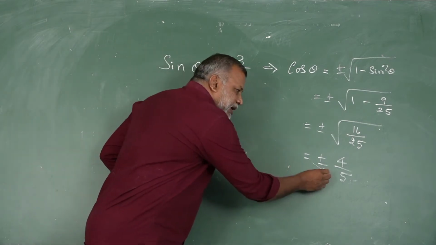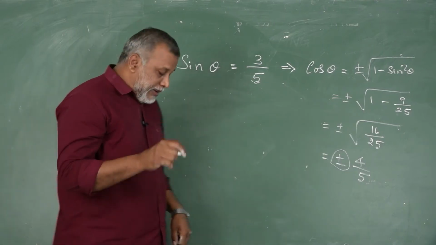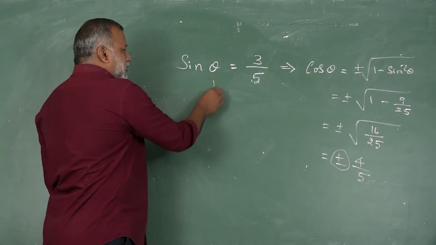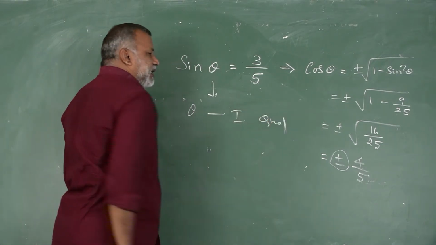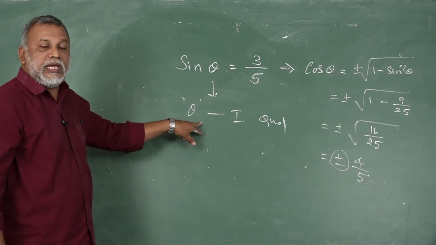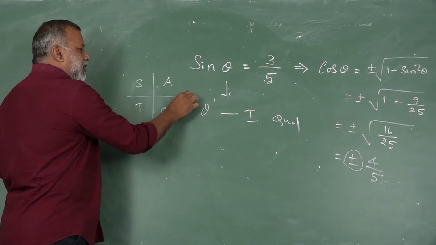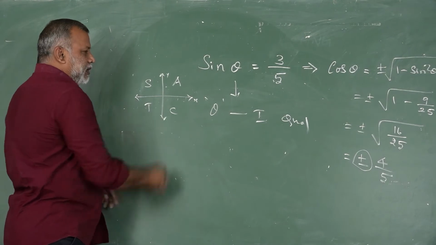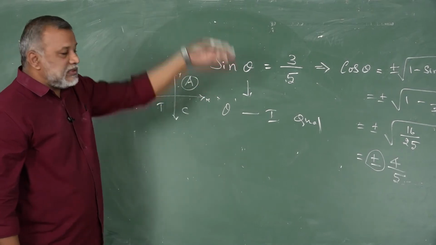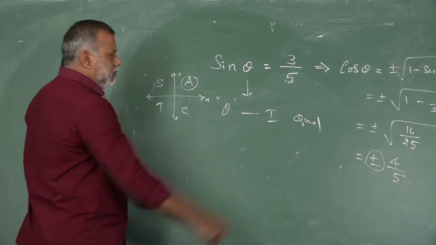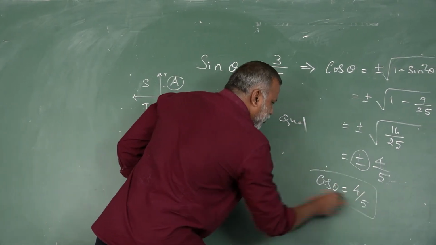Now listen carefully to the meaning of plus or minus. It may be positive or it may be negative. But the question itself gives the data that theta lies in the first quadrant. Relate this concept with ASTC. See now, theta lies in the first quadrant means all positive. That means all 6 trigonometrical ratios are positive. Therefore, cos theta must have the positive result, 4 by 5.